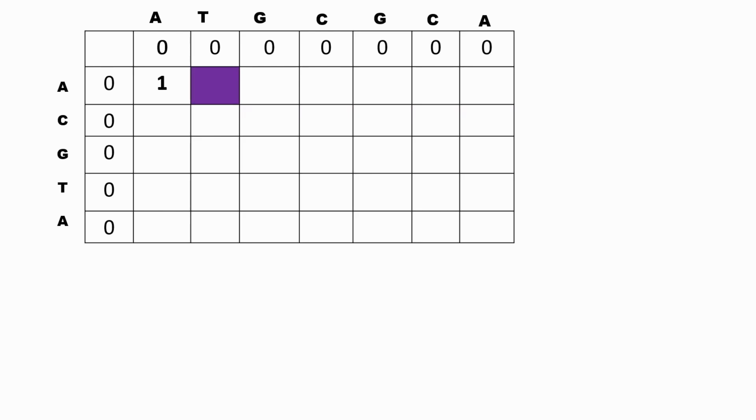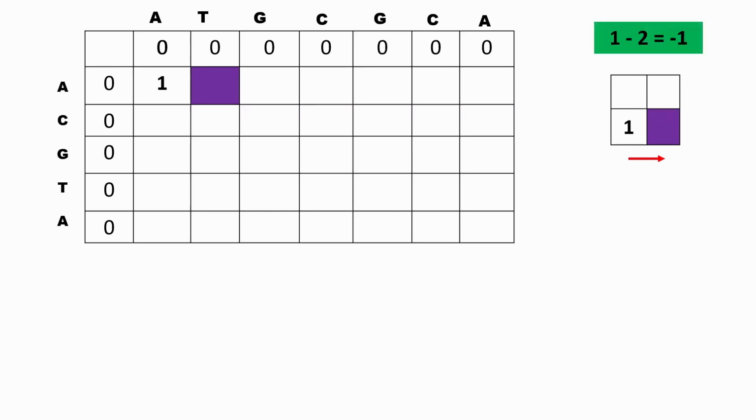Now this box to be filled is labeled as purple. So the score in the previous horizontal box was 1. We'll add a gap penalty of -2. 1 plus -2 equals 1 minus 2, and this will result in a score of -1, and the score of -1 will be filled in this box temporarily.